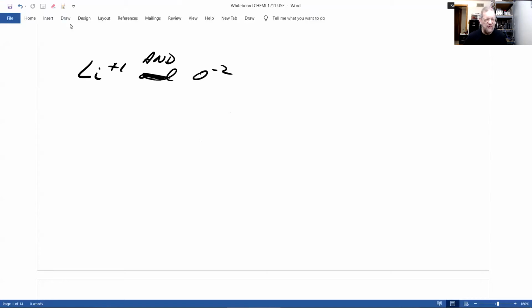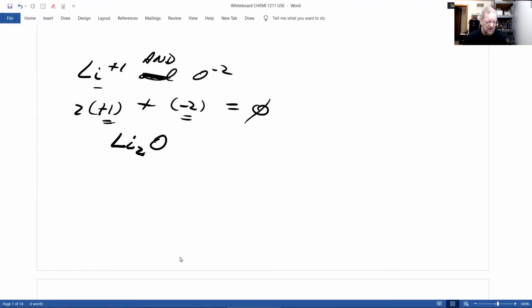So how do we do this? What's the empirical formula? The simplest formula with lithium +1 and oxygen -2. Well, this is a +1 charge, and this is a -2. And they have to add up to 0. They don't. We can't change the charge, but you can change how many. If I had 2 lithium, that'd be +2, 1 oxygen -2. It does add up to 0. So how do we show that? 2 lithium, 1 oxygen.